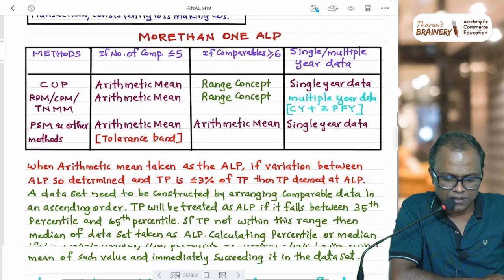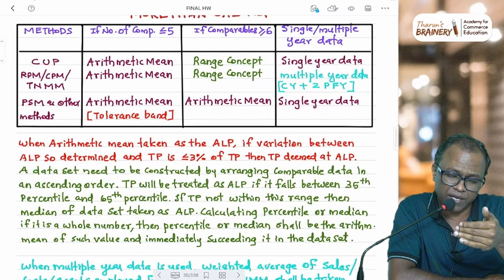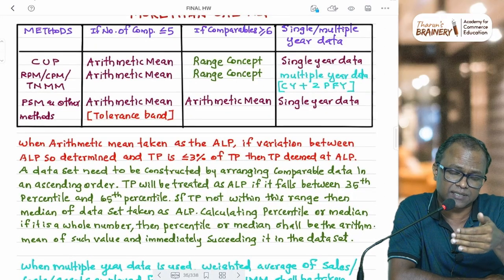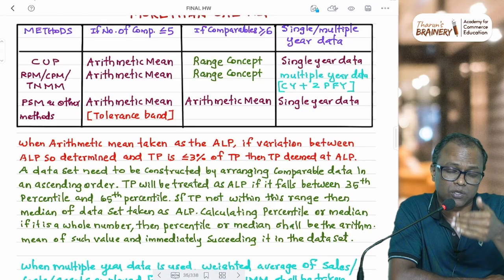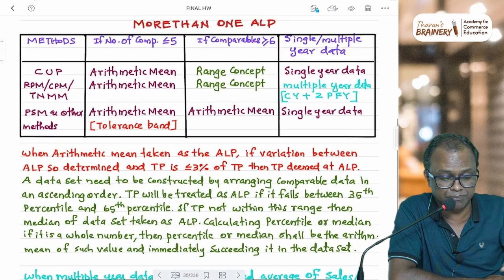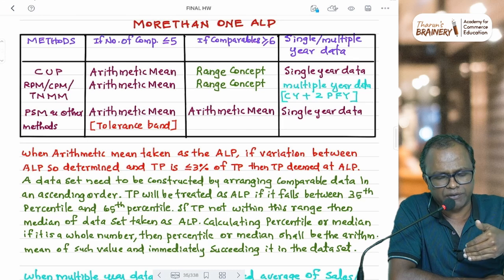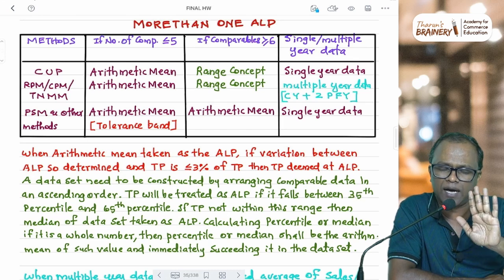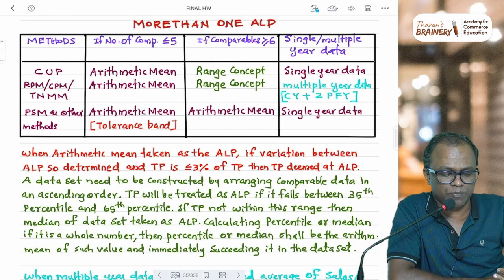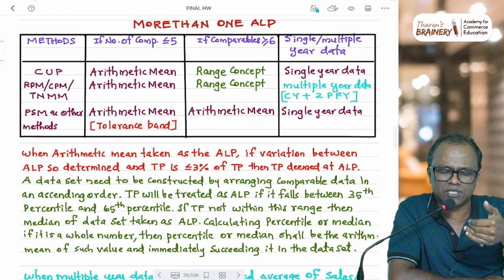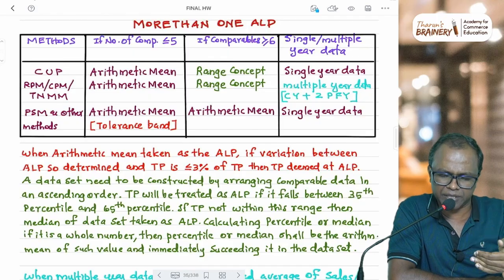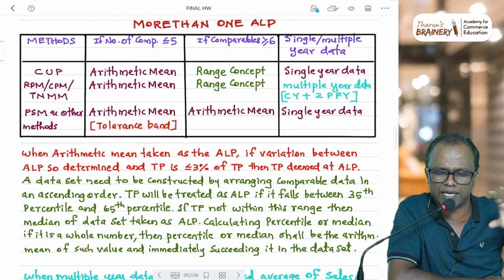So the condition is, where the arithmetic mean is taken as the ALP, that is, the number of ALPs is less than or equal to 5. This applies especially to the first methods, CUP, RPM, CPM and TNMM. For the profit split method and other methods prescribed by CBDT, even if the number is less than 6 or more than 6, we will take only the arithmetic mean. But for the comparable uncontrolled price method, resale price method, cost plus profit method and TNMM method, if the number of arm's length prices under a single method is 5 or less, we can take the arithmetic mean of all those arm's length prices, and that will be taken as the ALP.